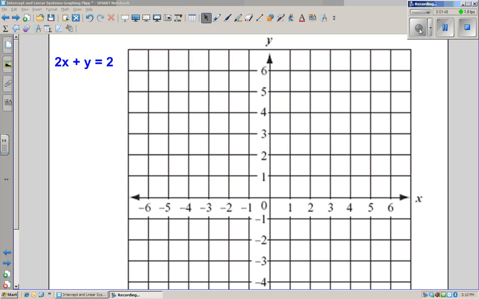If you feel comfortable doing this problem, please pause your recording now.